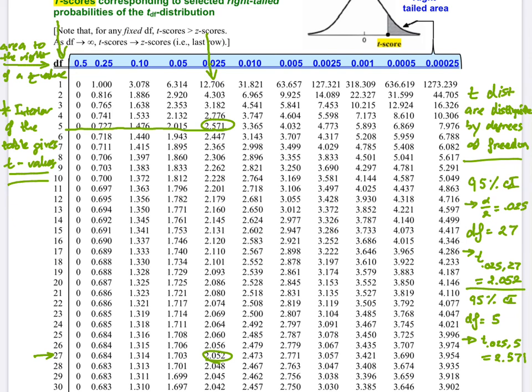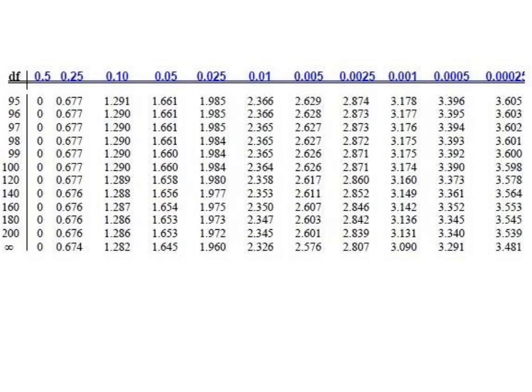Now something about the t table that I want to mention as well is that for the t table, if we have a degrees of freedom of greater than 200, then we use the infinity row.